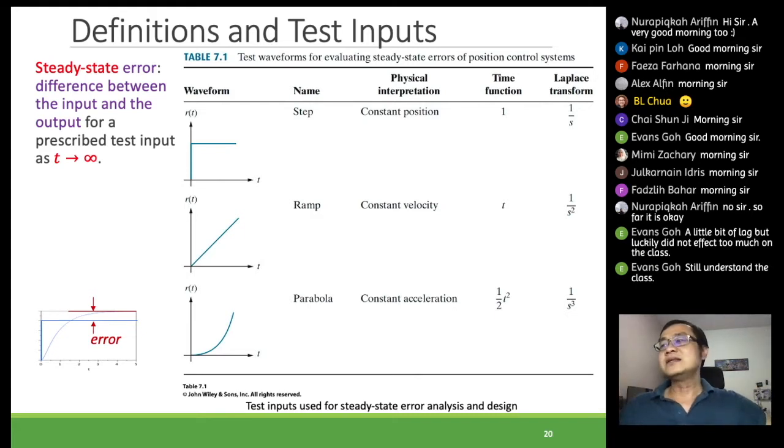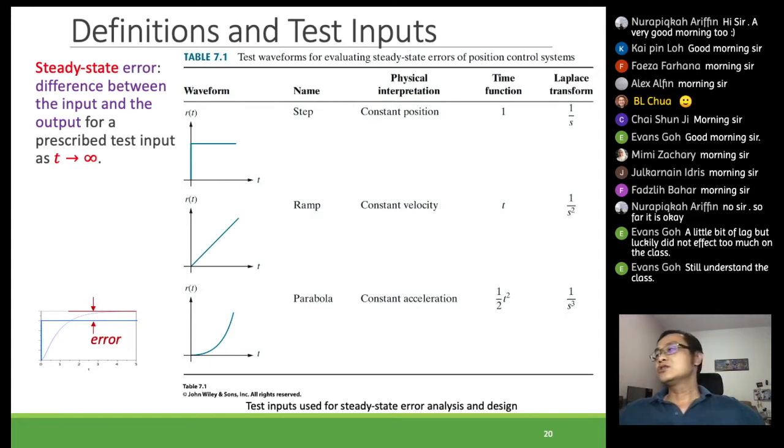Since we want to analyze for all cases, we would just take time approaching infinity, for very long until it does not change. Here we would usually give three types of test input. Again, I've mentioned this previously. These three signals or basic waveforms are important, and they control the response of our system.